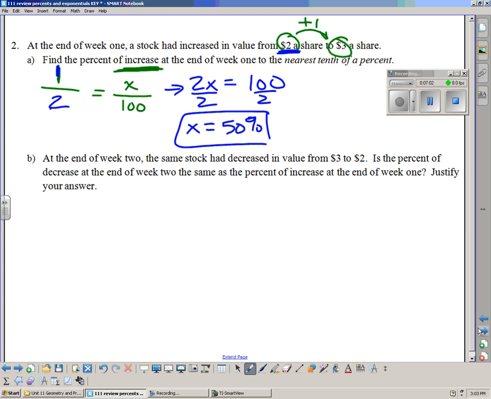Part B says at the end of week 2, the same stock had decreased in value from $3 to $2. So now it went down 1. It says, is the percent of decrease at the end of week 2 the same as the percent of increase at the end of week 1? Justify your answer. We're going to set up a similar thing. My percent is what I'm looking for, so I want to call that Y over 100 equals the change. I went down 1.